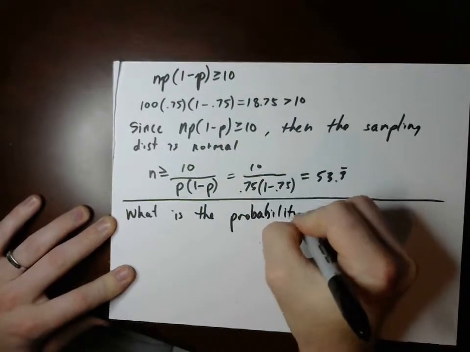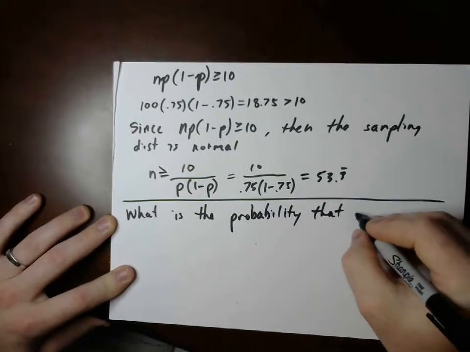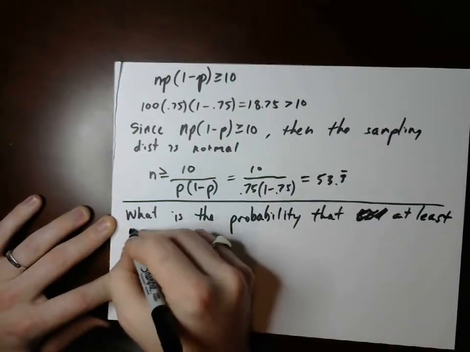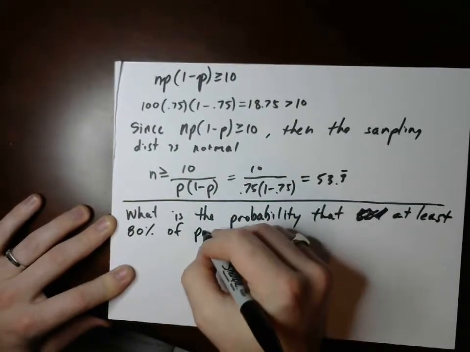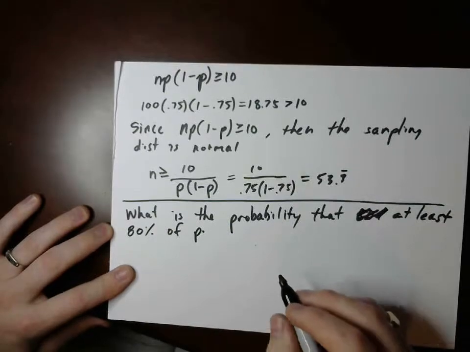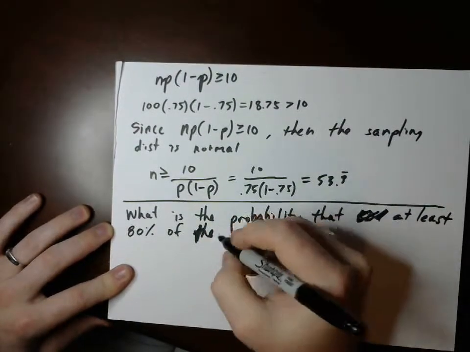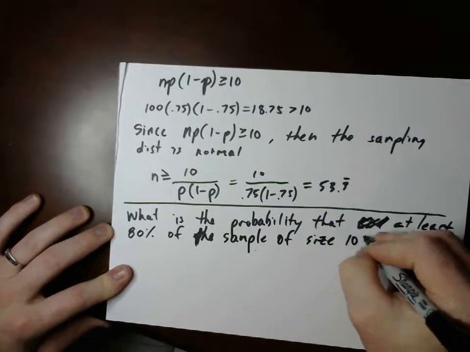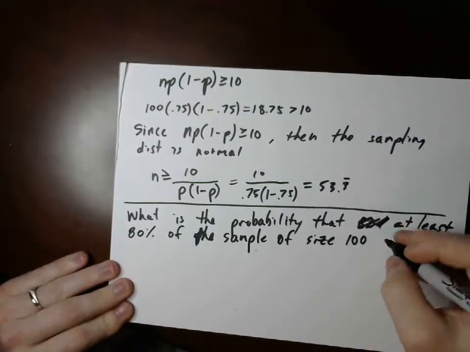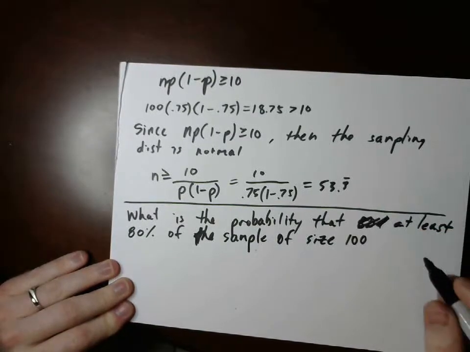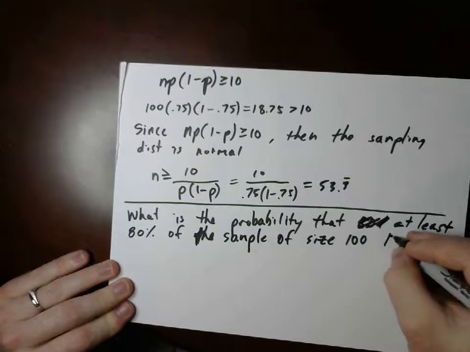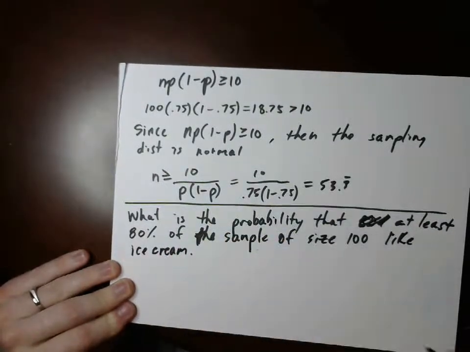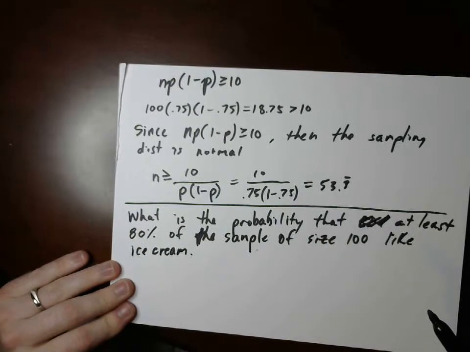Okay, what is the probability that at least 80% of the sample of size 100 like ice cream?